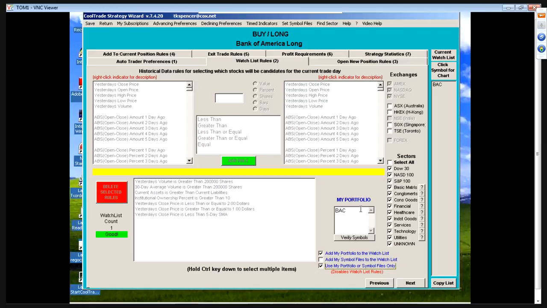So are you going to talk about symbol files at all? I wasn't going to cover that tonight. Well, symbol files, you have the ability to also have a file on your computer with a list of symbols in it, and you can tell the auto trader, hey, get my symbols from that file. So there are all different ways of getting symbols into the system.